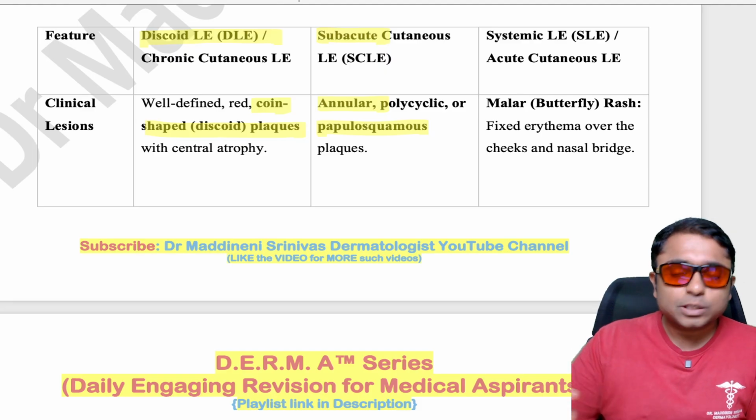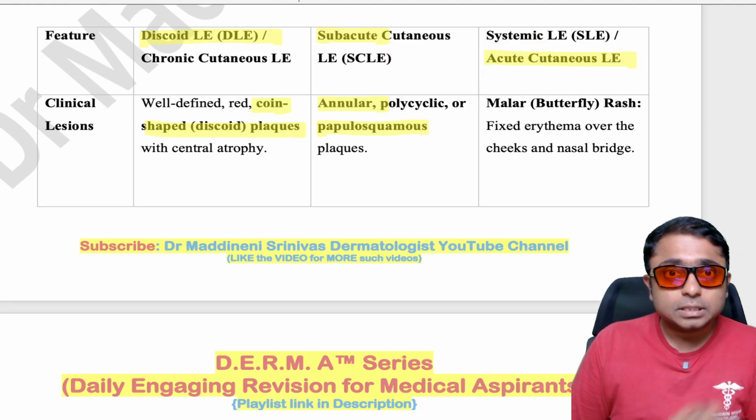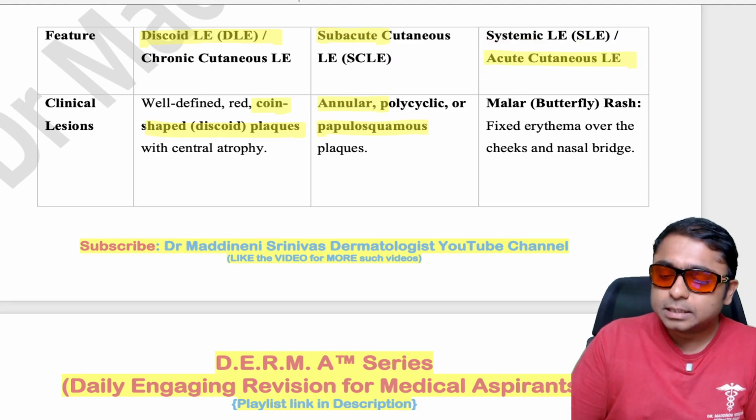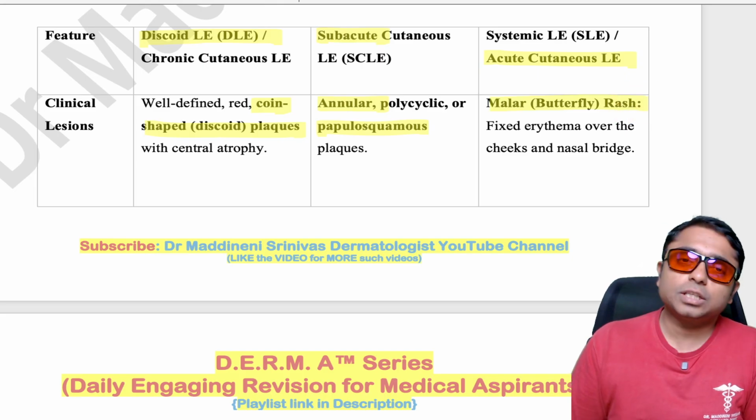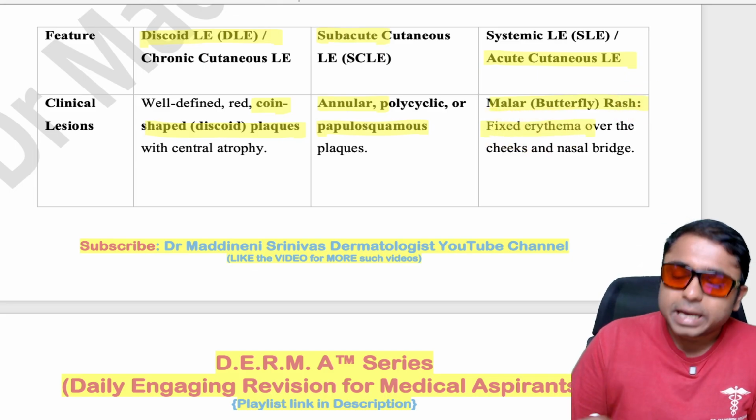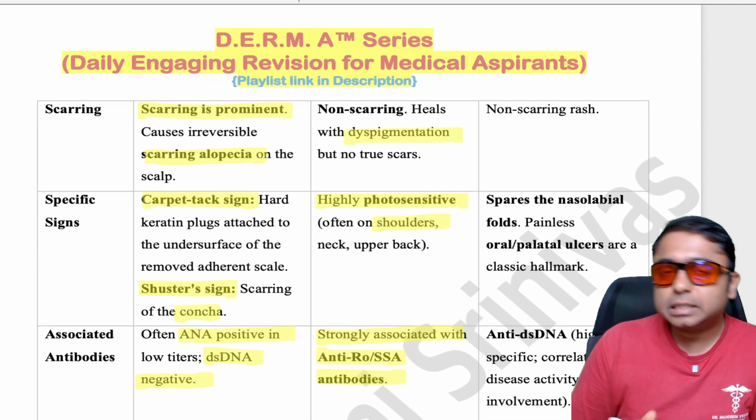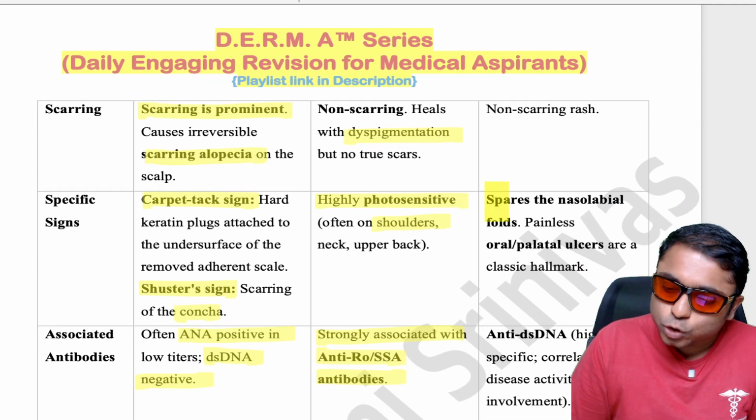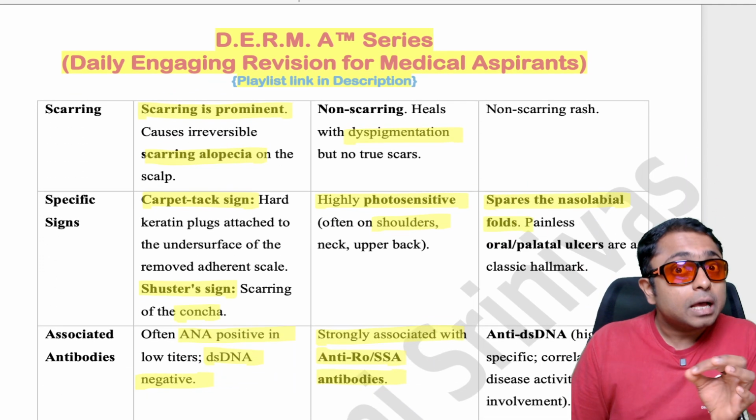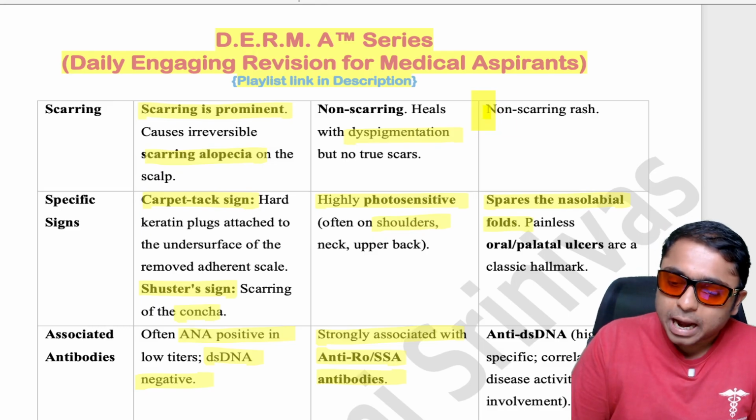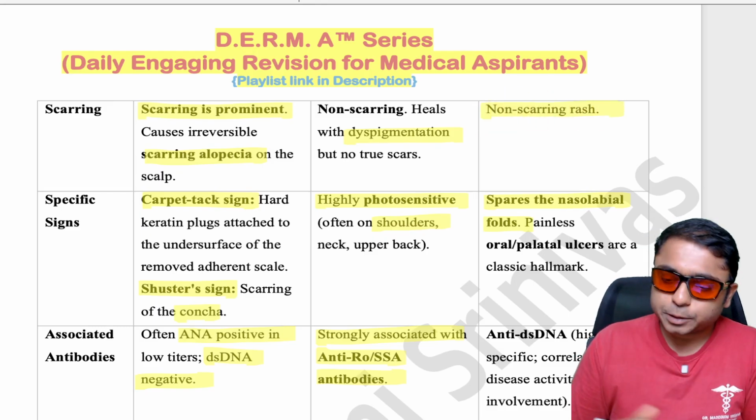Coming to the SLE, it is also called acute cutaneous lupus erythematosus. The classical lesion in this is the butterfly rash, the malar rash, which is a fixed erythema present over the cheek and also over the nasal bridge. The interesting feature is that this malar rash is not going to affect the nasolabial folds. It spares the nasolabial folds, and it produces a non-scarring rash.